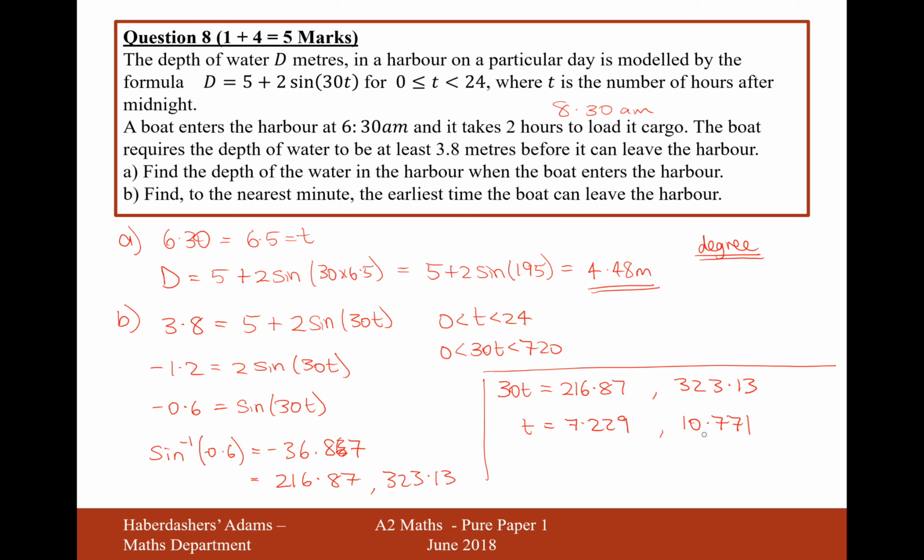Now what we need to do is convert 10.771 into hours and minutes. There's actually a button on your calculator for that. Just press that little button that's got a bunch of commas on it. It gives 10:46 and 15 seconds, but it's to the nearest minute, so just 10:46 a.m. 8:30 is when it could leave by, but it'll have to wait until 10:46 to be able to leave.